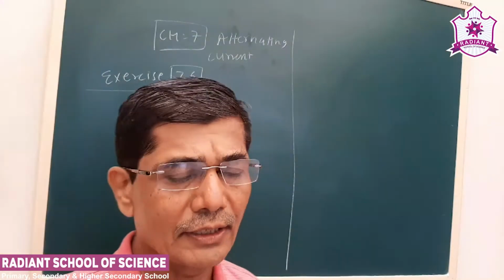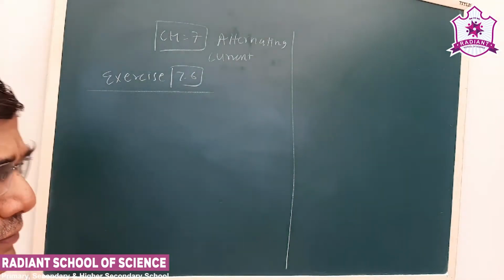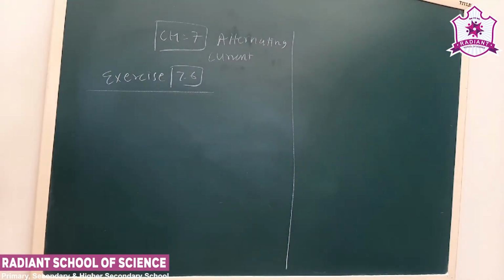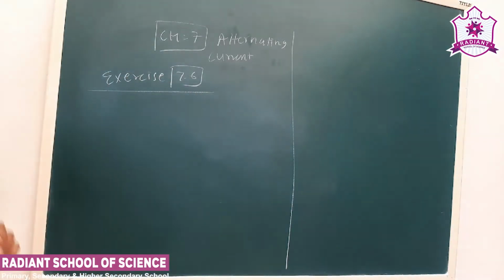Dear students, in lesson number 7, that is alternating current, last time we completed the examples and started the exercise numericals. We discussed numericals up to 7.5. Now we proceed further, that is exercise sum number 7.6.